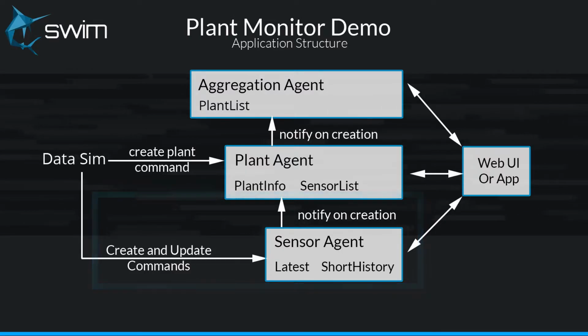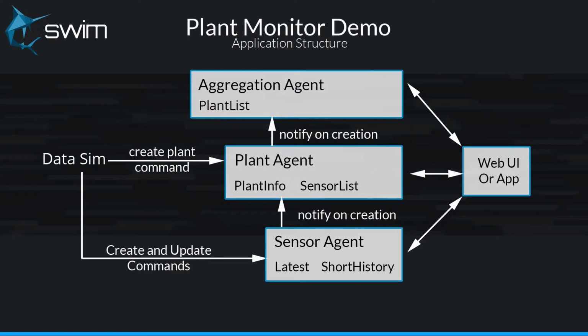Inside the application, each web agent gets created and reports to its parent agent that it has been created and passes info about itself up to that parent. So in this example, when a plant agent gets created, it tells the aggregation agent about it. Likewise, when sensor agents are created, they tell the parent plant agent about that creation.